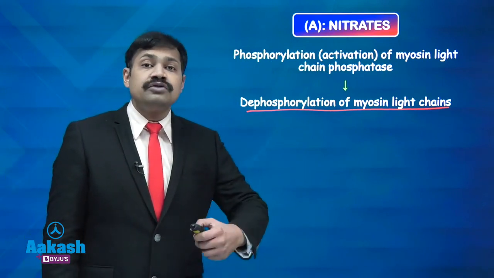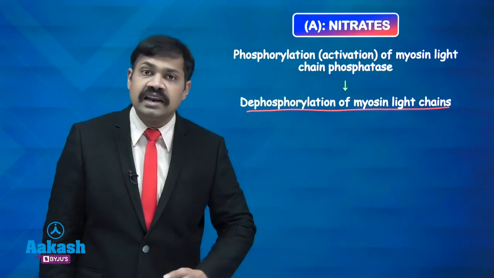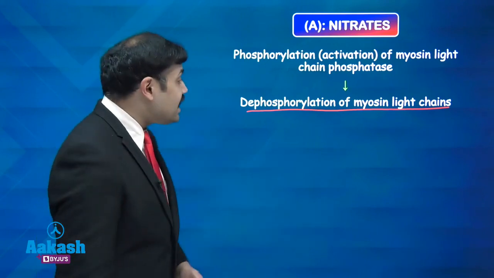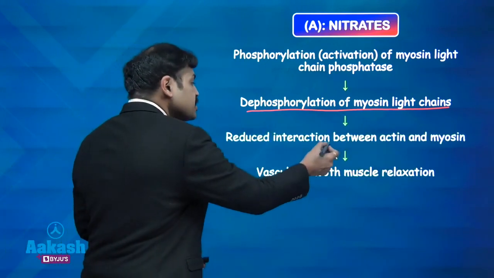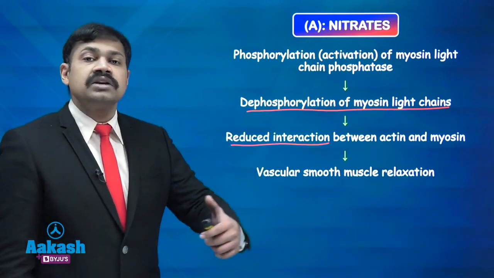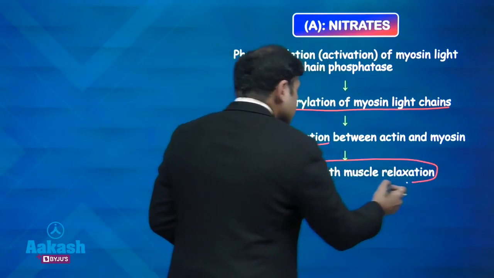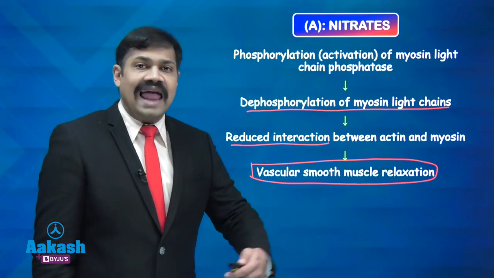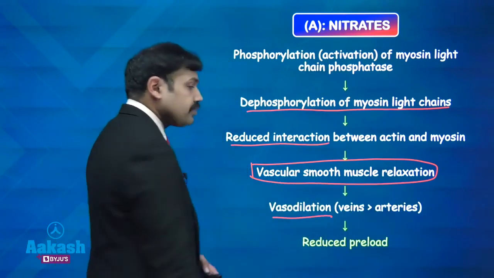For myosin to interact with actin, the light chains have to be phosphorylated. If dephosphorylation occurs, then the interaction between the two would be reduced. And as the interaction between myosin and actin is reduced, contraction cannot occur, or rather the smooth muscle undergoes relaxation. So the vascular smooth muscle will relax, and because of this there is vasodilation.